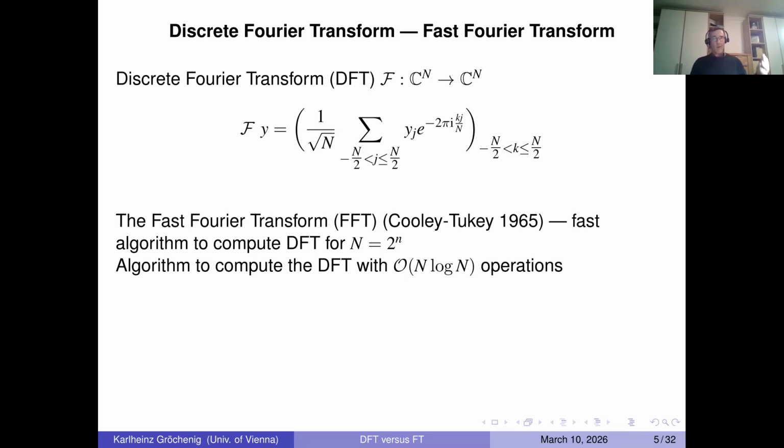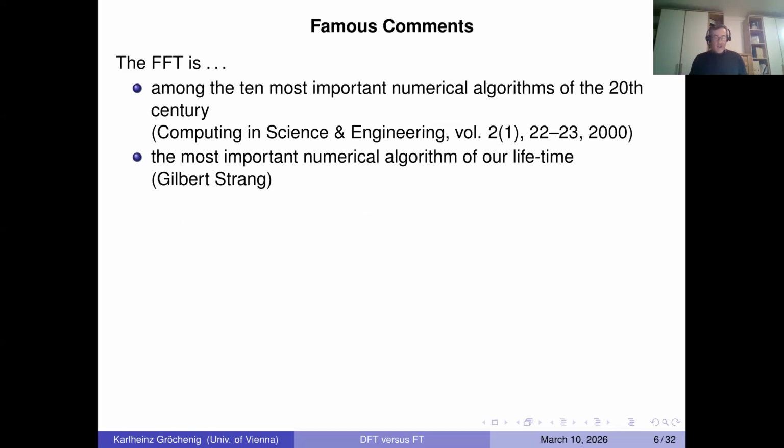And just to spice up this talk, two citations. The fast Fourier transform is among the 10 most important numerical algorithms of the 20th century. That was stated in the year 2000, and Gil Strang called the fast Fourier transform the most important numerical algorithm of our lifetime. These are very interesting statements, maybe true for myself, but we are already a quarter of a century into the 21st century, so it will probably be an interesting discussion. So what's happened since then?